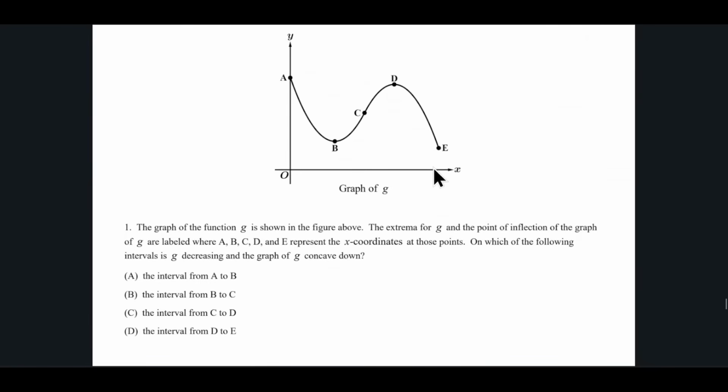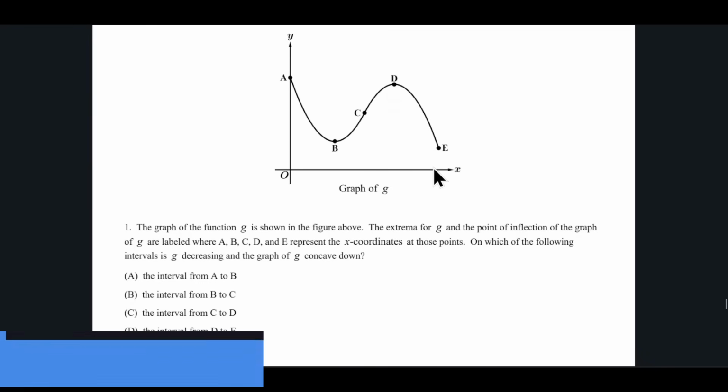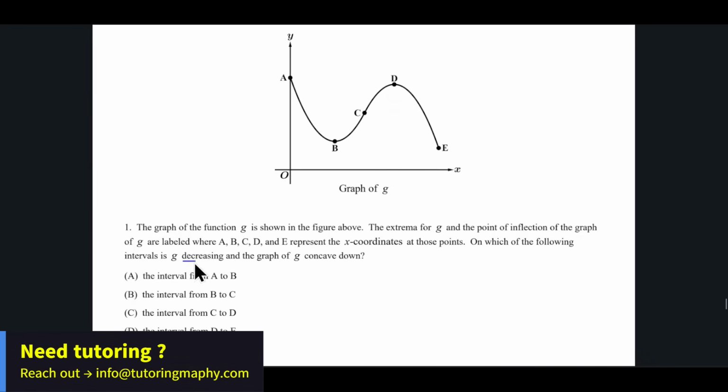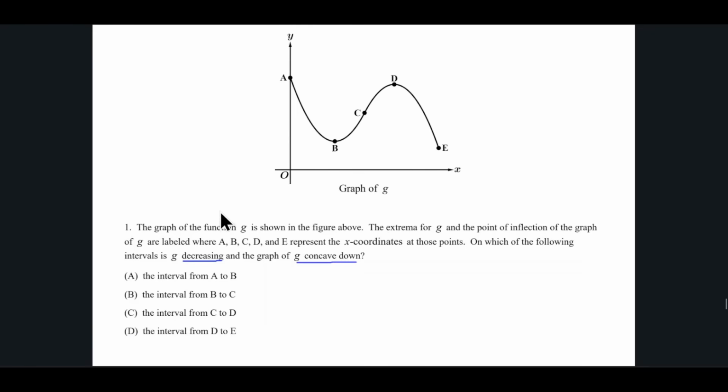Right. Okay. Here we need to figure out where the function is decreasing and concave down. So decreasing, and isn't that the same curve literally? So I think this is the answer. It is decreasing, yes. It is frowning, yes. So decreasing and concave down is D to E.